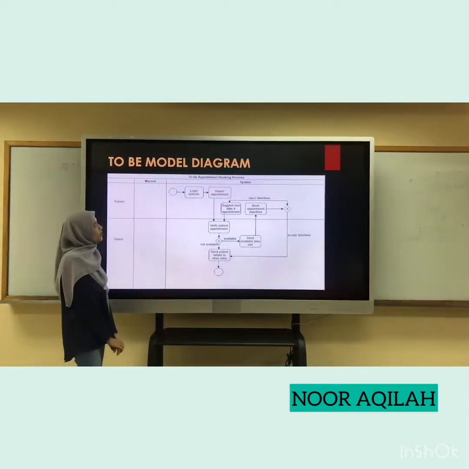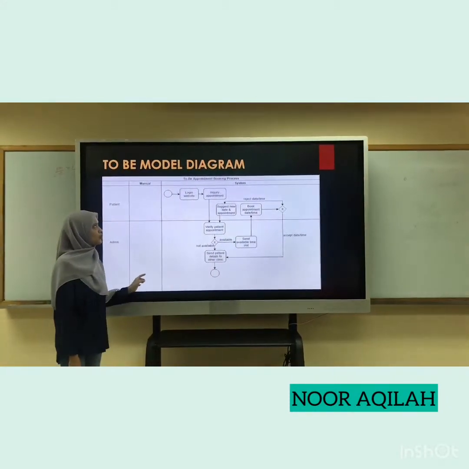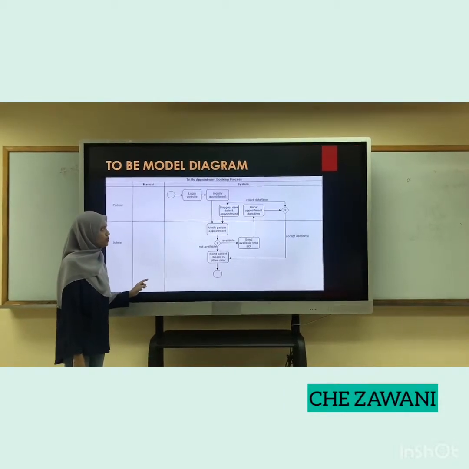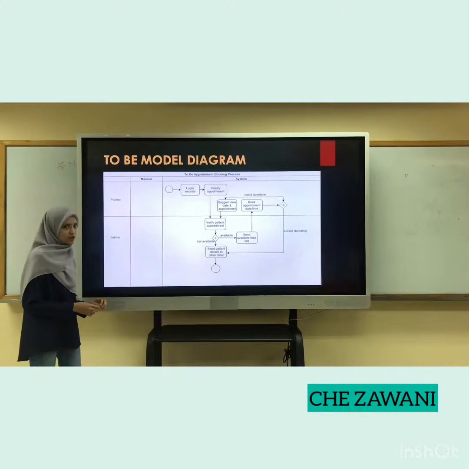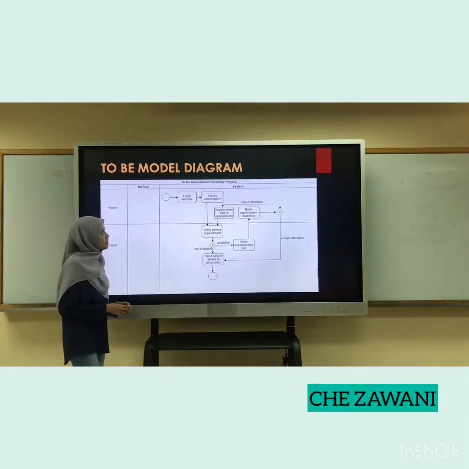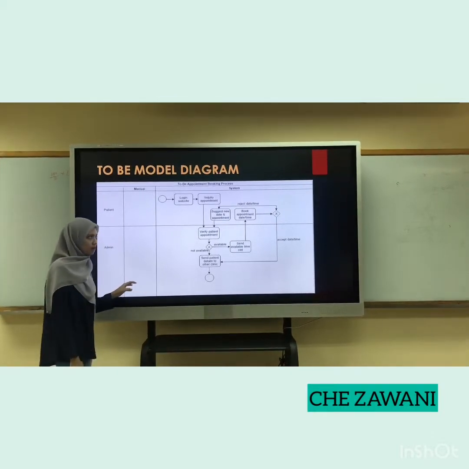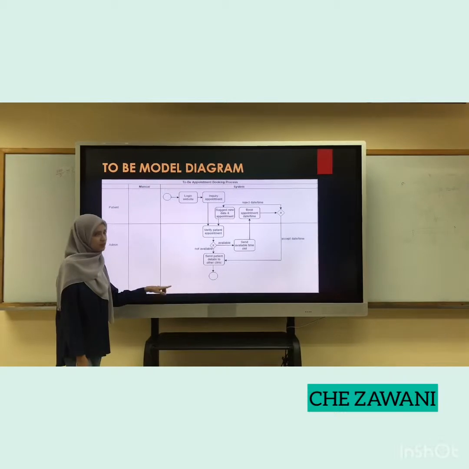Okay, I will present the 2B model diagram. This is the 2B model diagram for the appointment booking process. For the system, there are two users: first is the patient and second is the admin. And this system has no manual process, only an online system.